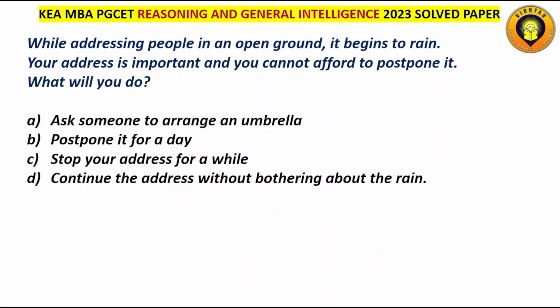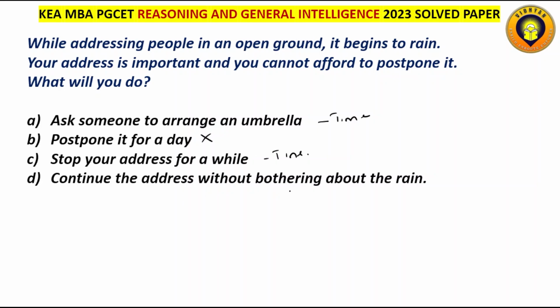While addressing people in an open ground, it begins to rain. Your address is important and you cannot afford to postpone it. What will you do? Option A, ask someone to arrange an umbrella. Okay, but this will take some time. Postpone it for a day? No, this cannot happen. Stop your address for a while? Again, time is lost.